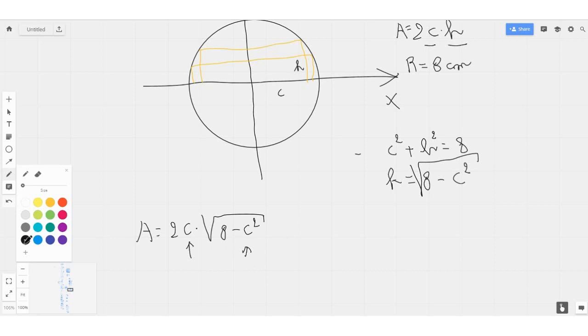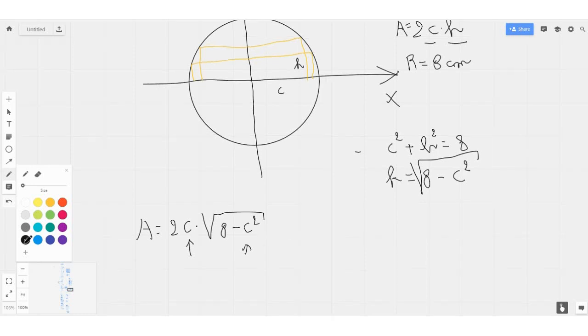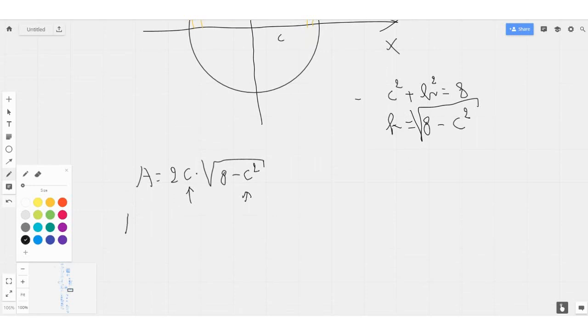So how can we find the rectangle with the maximum area? This is simply a function of C. We can say that A is a function of C. So that means if we want to find the maximum, we have to take the derivative of A. So let's try to do it. So first we derive this part, which gives us 2 times this part here, 2 square root of 8 minus C squared, plus, then we have to take this part, 2 times C, times now the derivative of this part here.